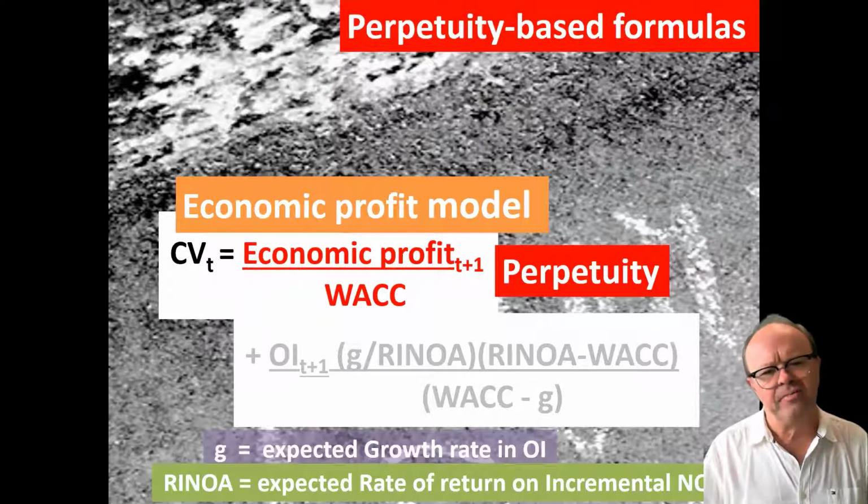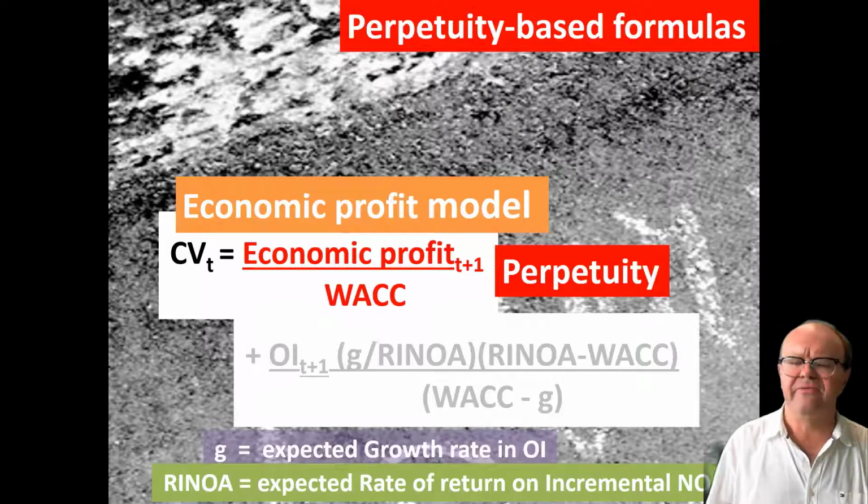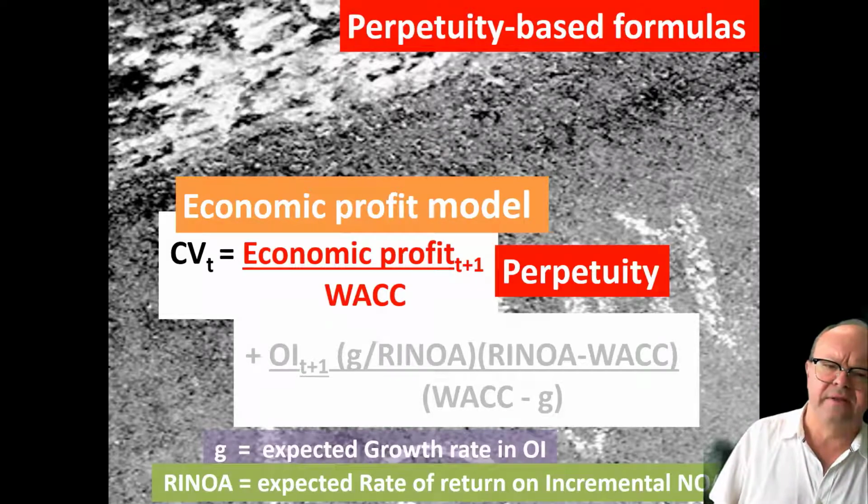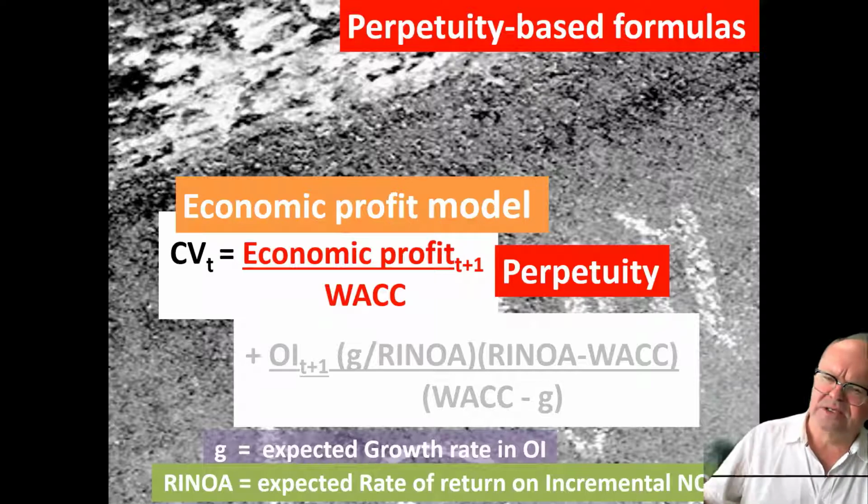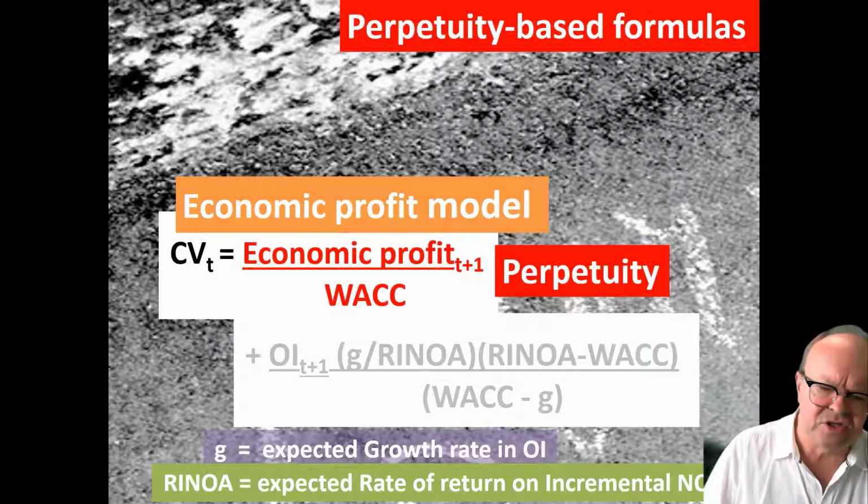Now, the economic profit model is a perpetuity with the economic profit. The continuing value in year 5, which will be the forecast horizon, the end of year 5, will be the economic profit we forecast for year 6 divided by the weighted average cost of capital.